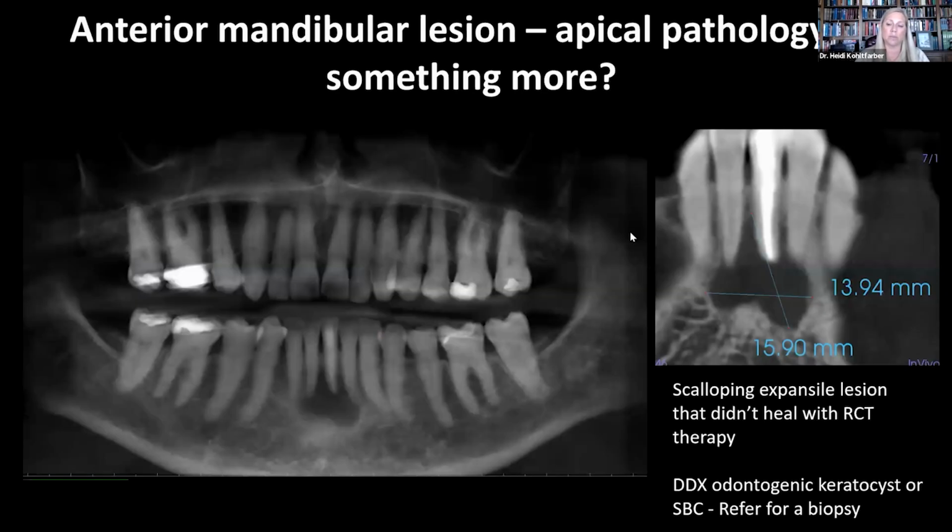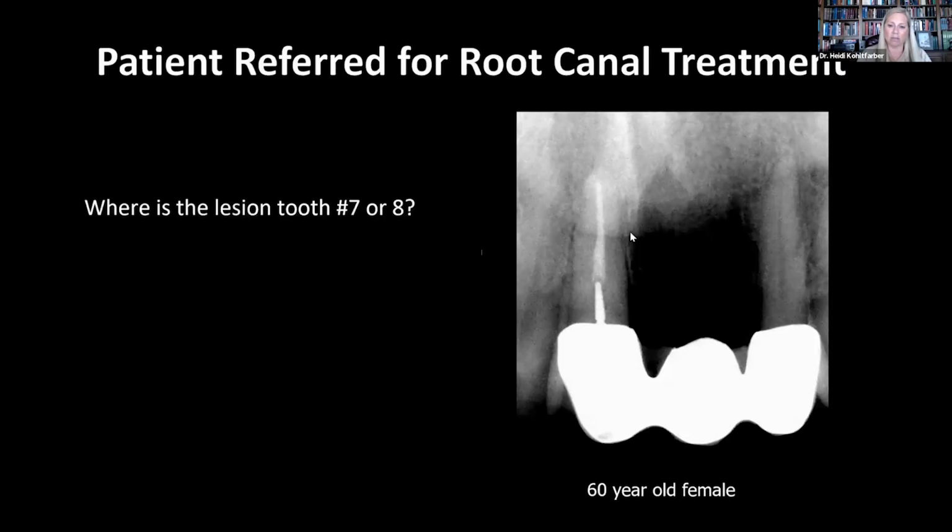Here's another one. This tooth has been root canal treated, re-root canal treated. Now they want to go ahead and extract it and place an implant. And we have this large, well-defined scalloping apical radiolucency. We need to start thinking about other things, such as maybe an odontogenic keratocyst or a simple bone cyst, and it ended up being an odontogenic keratocyst. So if we have a lesion and it doesn't seem to be healing, we need to start thinking about some other things.